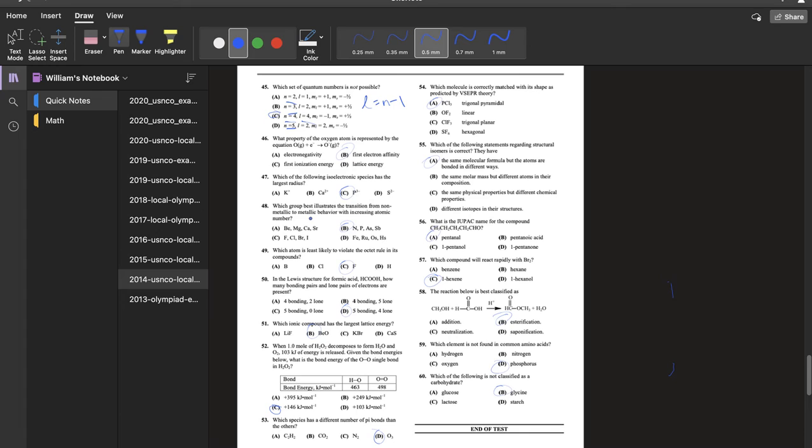47, which isoelectronic species has the largest radius? It already tells us they're all isoelectronic, so we don't need to do any investigation on our own. Basically, if they all have the same number of electrons, the one with the largest radius is going to be the one with the lowest effective nuclear charge, because the higher your effective nuclear charge, the more the electrons are pulled in to the nucleus, and the smaller your radius is going to be. So here, P is 15, S is 16, 17, 18, K is 19, and Ca is 20. These numbers are their atomic numbers, which correlates with effective nuclear charge, and P has the lowest, so that's why you choose C.